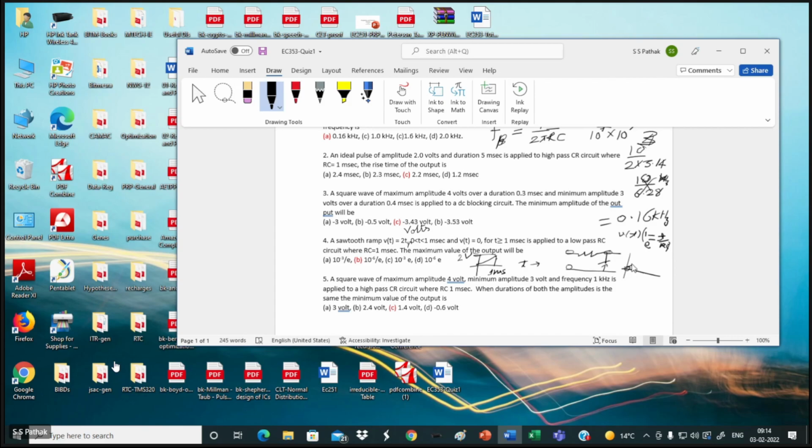So what is the maximum value of the output voltage? At t equal to 1, e to the minus t. At t equal to 1, it should become your maximum voltage, because the subtraction is 1 minus e to the minus t, so Vt is increasing ramp-wise. So Vt will be maximum at t equal to 1, that is your 2 volt.